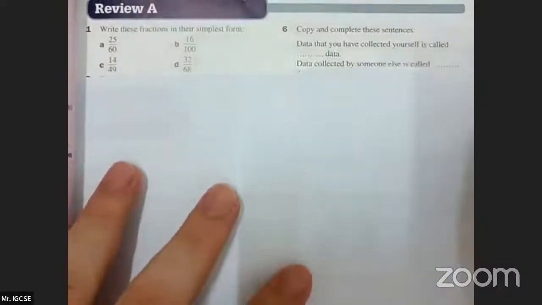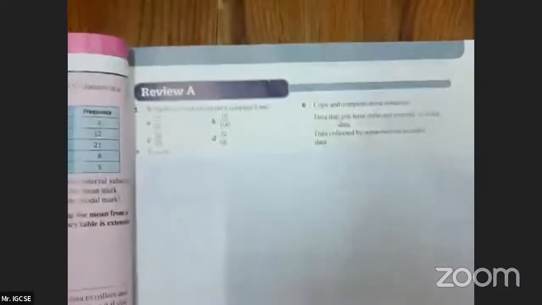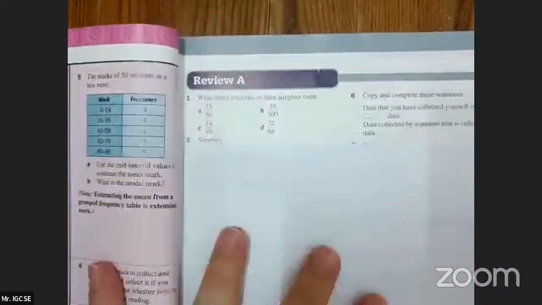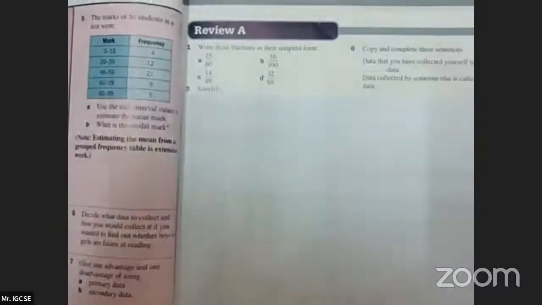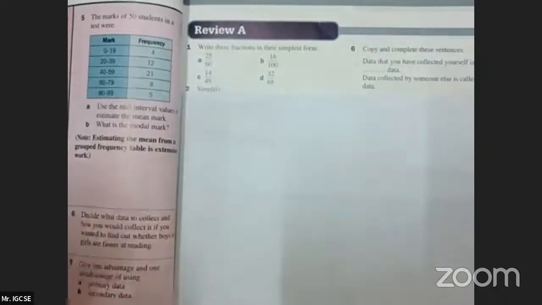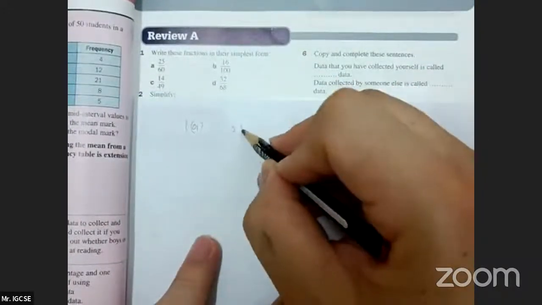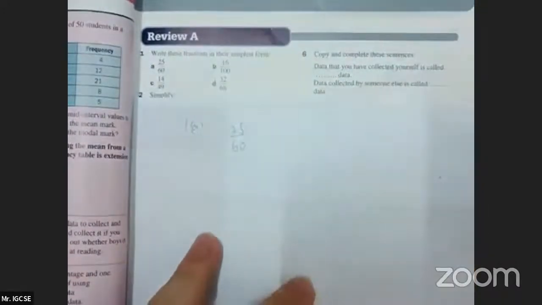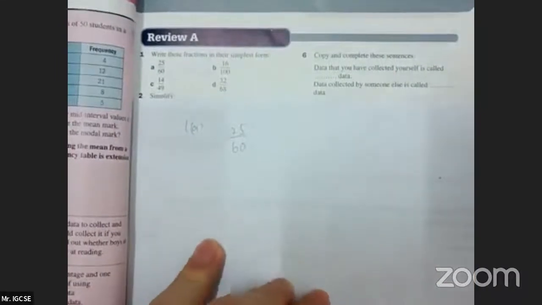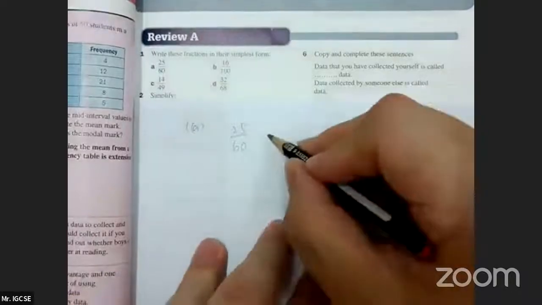Okay, we have 1A, 25 over 60. To simplify, we have many methods, right? Still remember that? You can always do it this way.